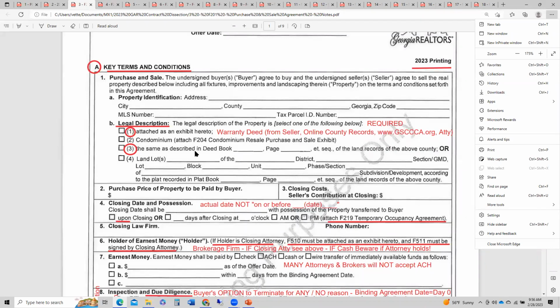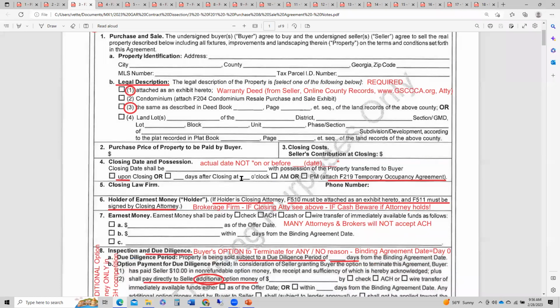So again, this is where the legal description goes. Purchase price, closing costs, the date. This is where you're going to put in closing date shall be, and you're going to enter in a specific date.